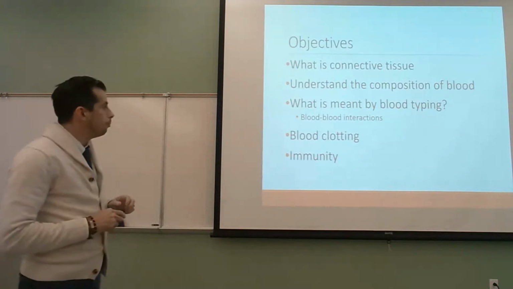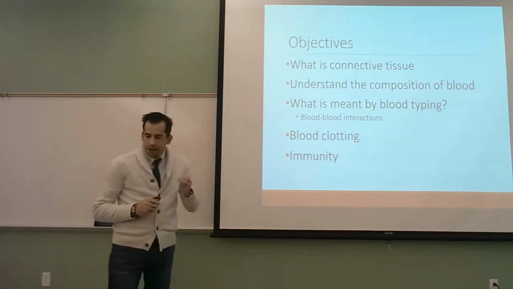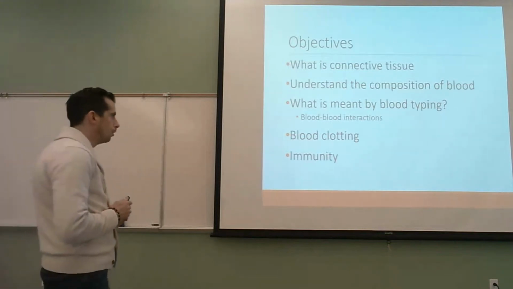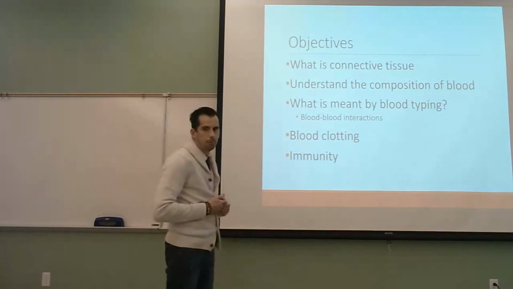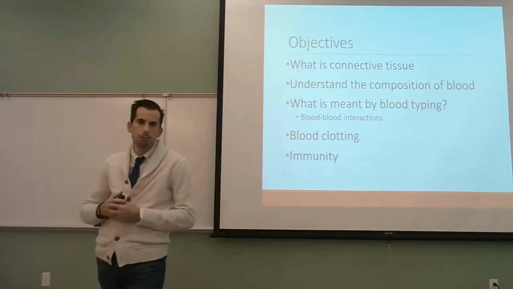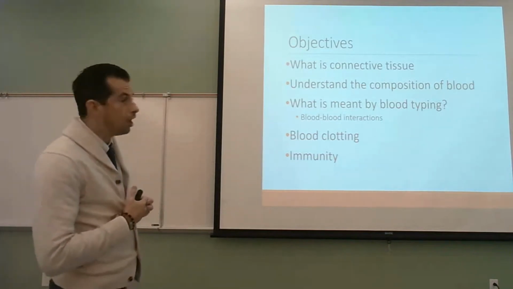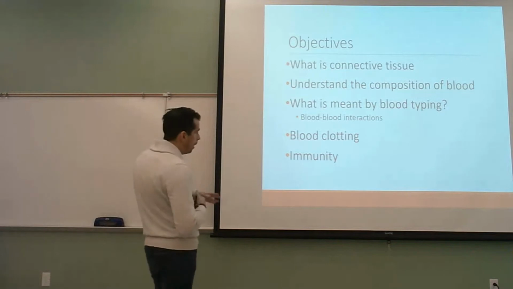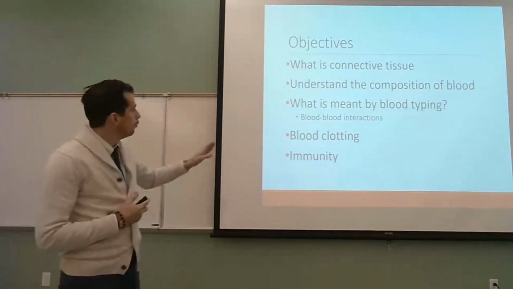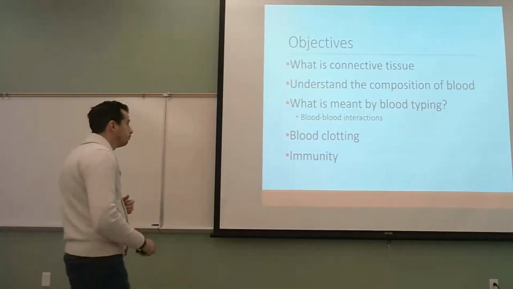When we look at blood and blood composition, it's important to go back and remember what connective tissue is, because blood is a type of connective tissue. You need to understand the breakdown of blood, its fluid components, its cellular components, its proteinous components. We're going to look at blood typing, one of the major topics in blood and blood composition. And you'll be introduced to that one in the lab as well. And eventually we'll get into some blood clotting and at least an introduction to some immune function.